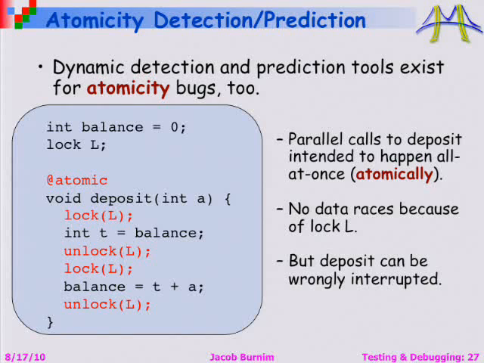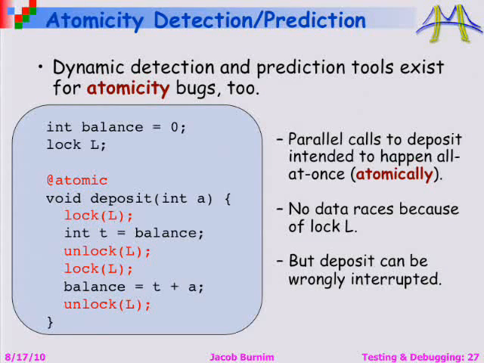I think I'm going to skip over these, but I'll just note that more recently there's also been work on detection and prediction tools for atomicity bugs. These are cases where you have some block of code, like here a deposit to this bank account, that you want to happen all at once. What we're saying is that in any run, this atomic annotation says we believe we've implemented this so that whenever you run this, the effect is always as if it ran all at once, without being interrupted.